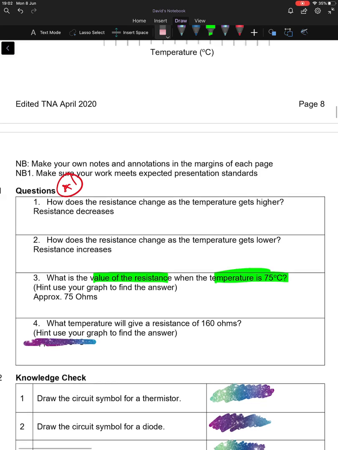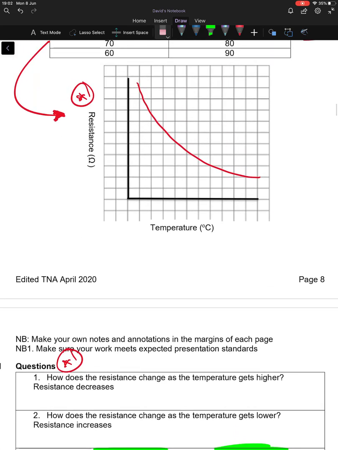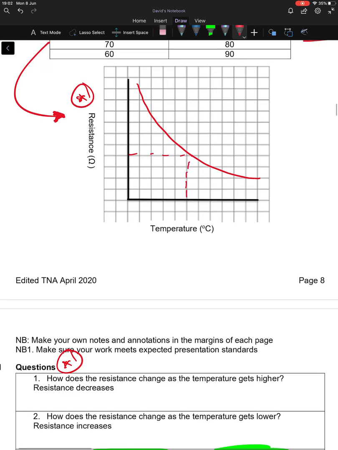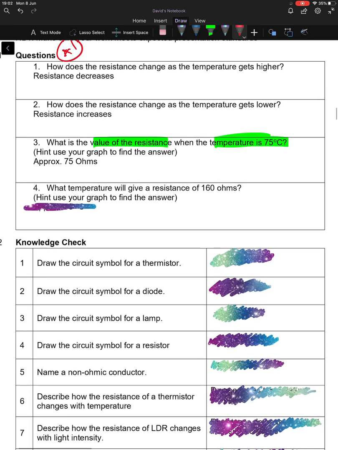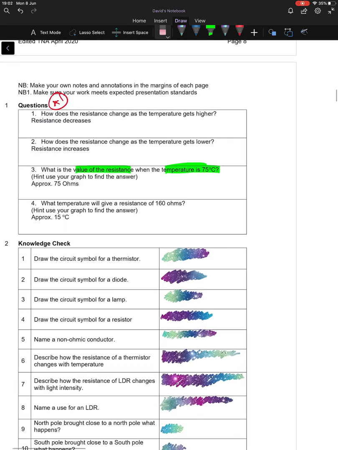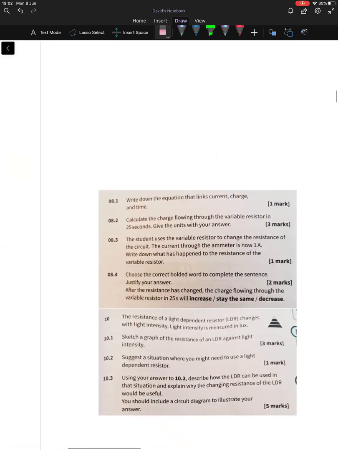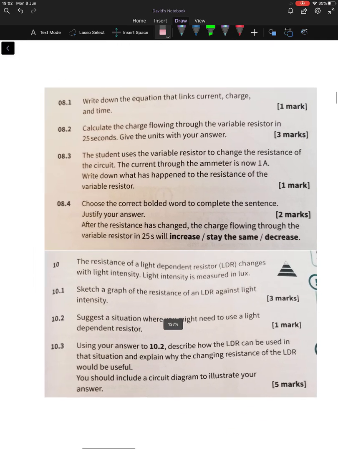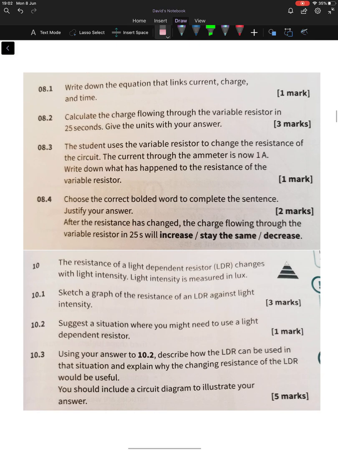Temperature, when you've got resistance of 160 ohms, reading across to your line of best fit and back down again. So just remember, what we're talking about is we're reading across and down when we're trying to find values on our graph. What temperature will give you a resistance of 160 ohms? About 15 degrees Celsius.